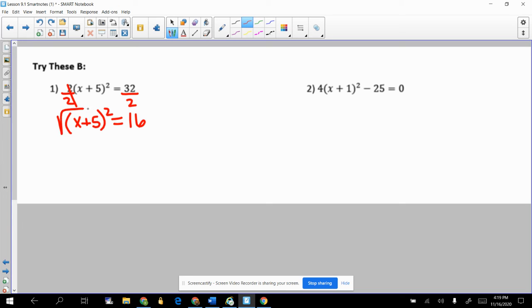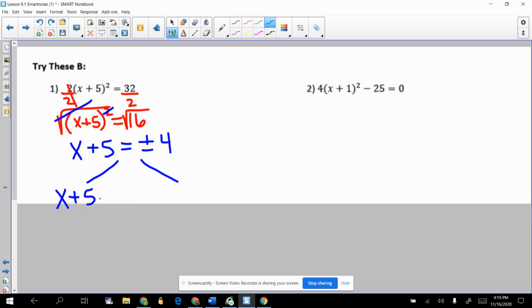So now I'm going to take the square root of both sides to get rid of that squared. And so that's what's nice is this will cancel the square root and the squared. So you'll be left with x plus 5 on this side. And you'll be left with square root of 16 is plus or minus 4. So then, like I said, we've got to separate this into 2 equations. X plus 5 equals the positive 4, and x plus 5 equals the negative 4.